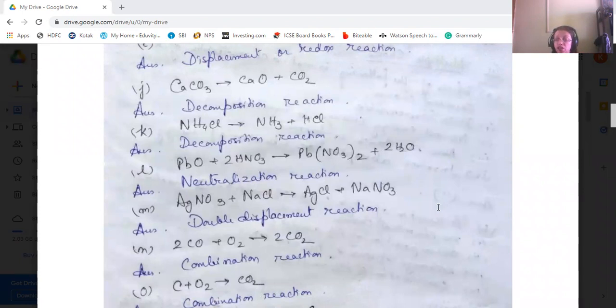Again, 2CO, that is carbon monoxide, when it reacts with oxygen, forms 2CO2, carbon dioxide.